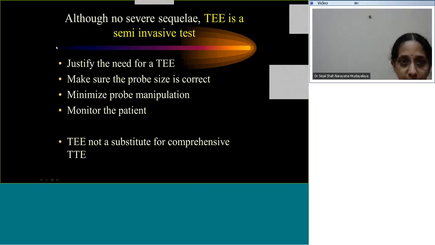So always remember that we need to justify the need for transesophageal echo. Make sure the probe size is correct. The probe manipulation, as we say, should be minimal, and we need to remember that transesophageal echo is not a substitute for comprehensive transthoracic echo.